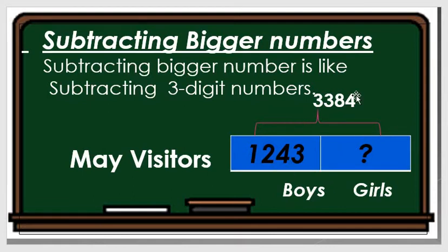3384 minus 1243 of boys. Okay, so the total strength of children is 3384, and the boy strength is 1243. So then we have to find the girl strength. Understood? So now let's solve the sum.